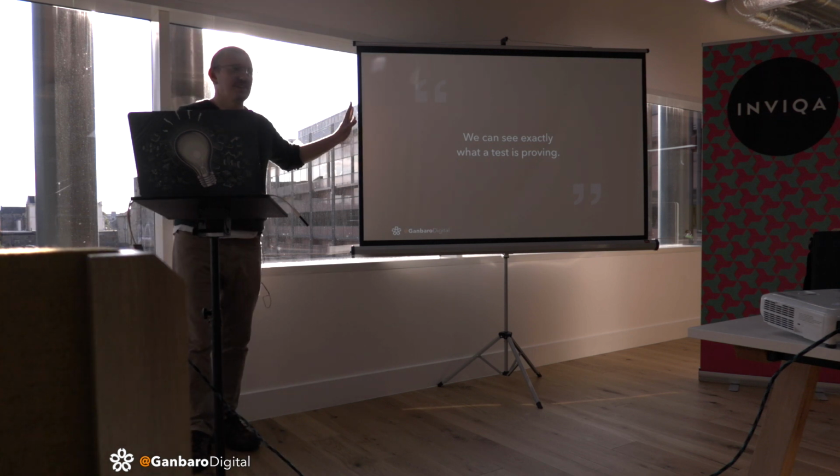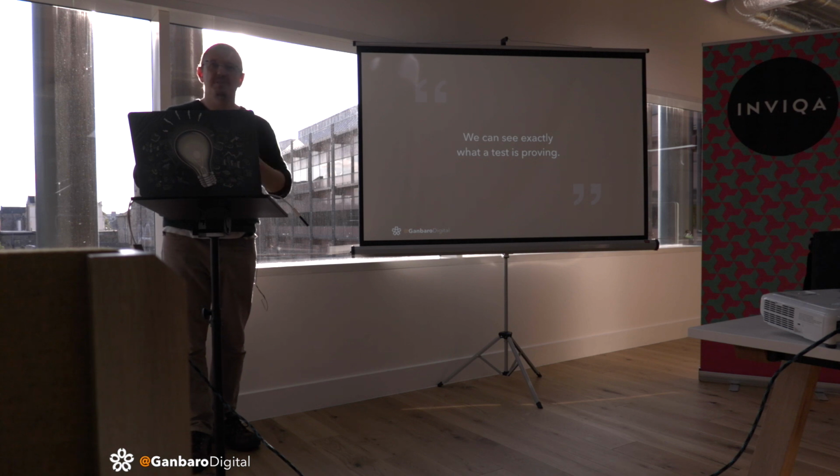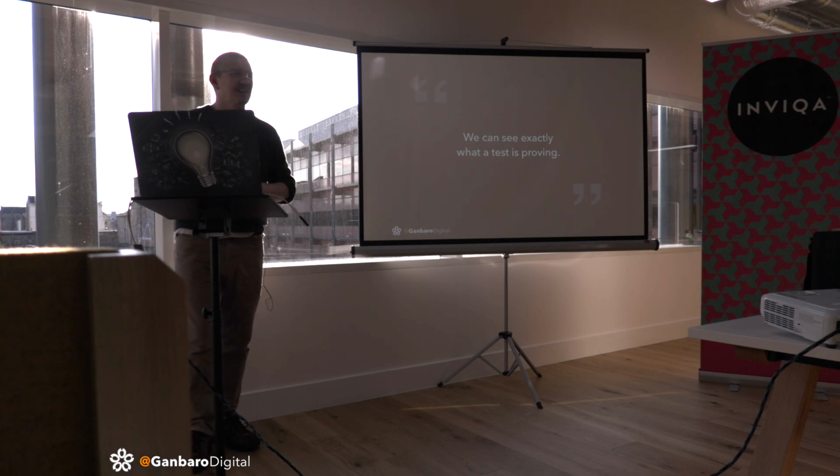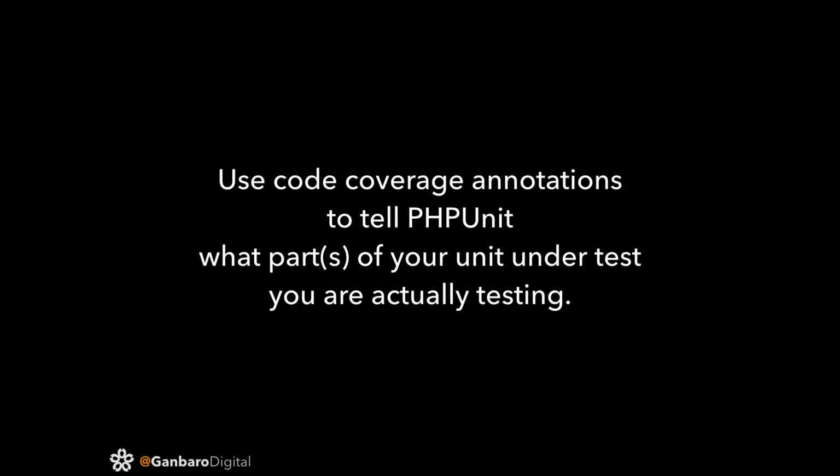But with code coverage, you can see exactly what a test is proving, because you can see what the test is touching. And PHPUnit, I don't know how many of you know, has the ability to run just one test and generate a report. You don't have to run all your tests. So if you're investigating something, and especially if you're picking up someone else's code, you can start by isolating the test you're interested in, run it, and see from the code coverage report where it's gone. It's a very handy way to take code apart. But it only works if you use code coverage annotations.